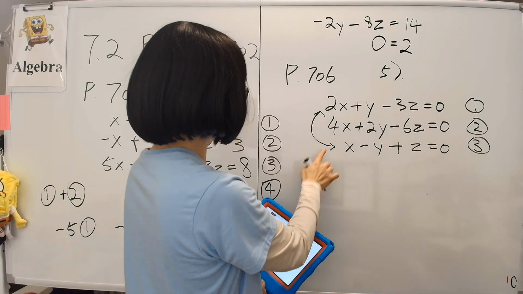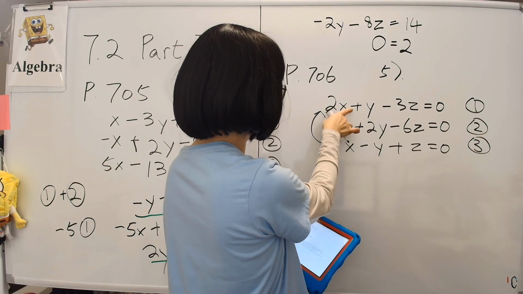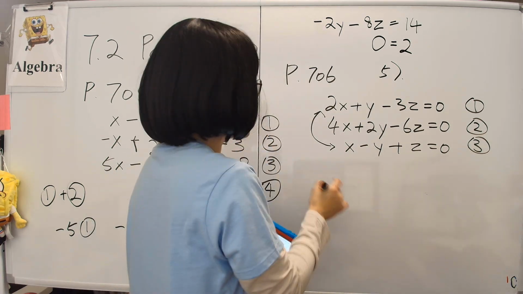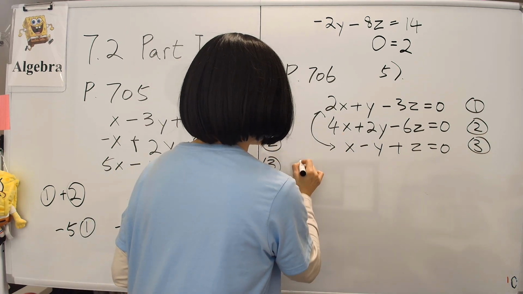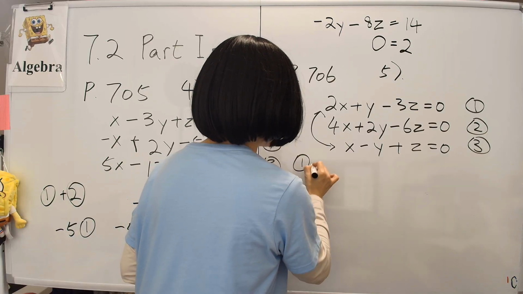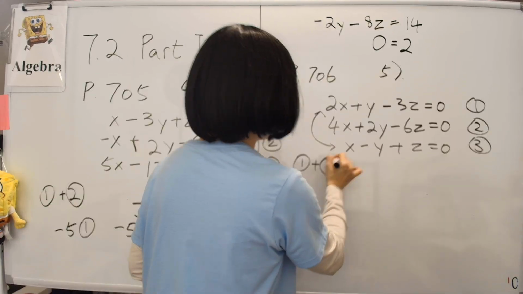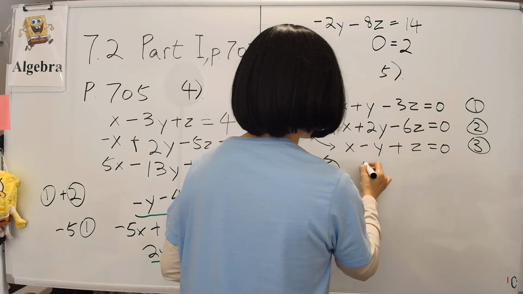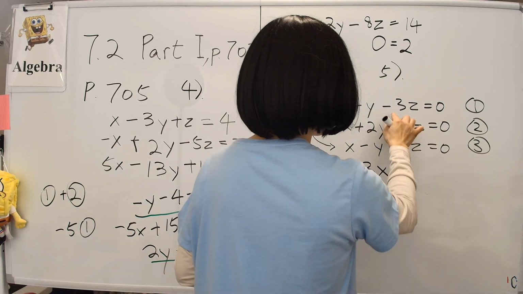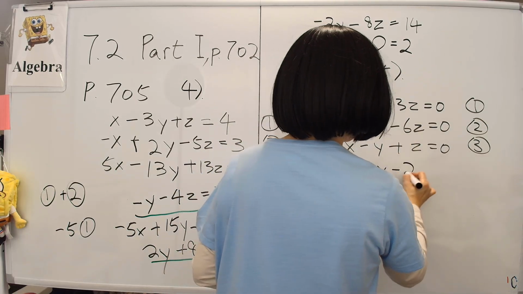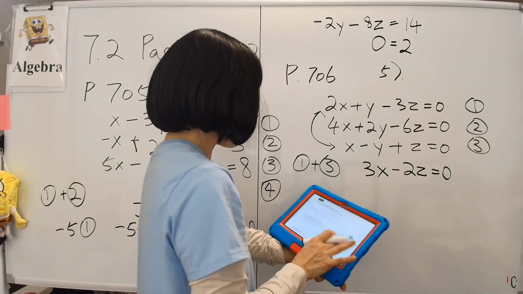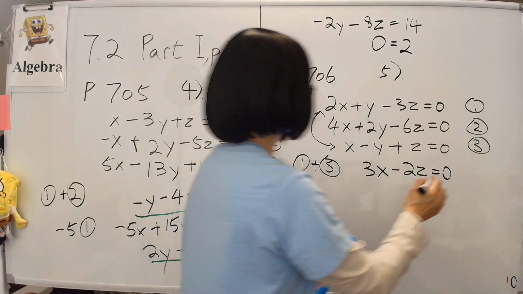We're just going to add this directly, because I didn't notice that there's a plus y and a minus y here. So we can get rid of the y without multiplying anybody by anything. So let's do equation 1 plus equation 3. The y's disappear. We have 3x, minus 2z, equals 0. And that will give us this thing.